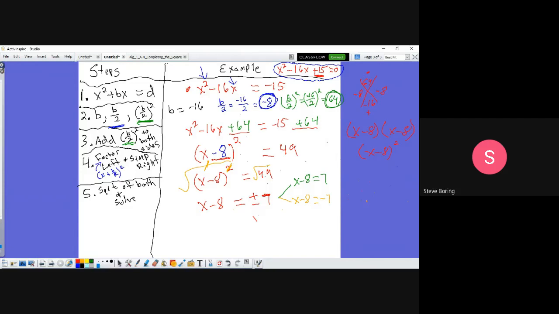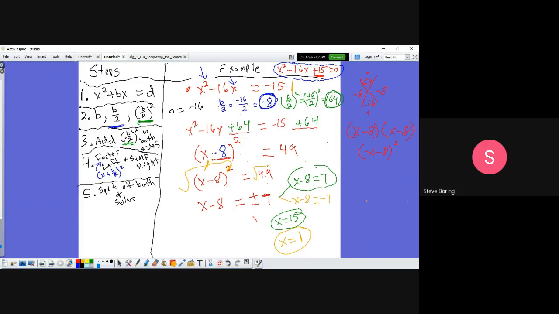For the green one, x minus 8 equals 7. If you add 8 to both sides for this one, you get x equals 15. That's an answer. For the one in orange, you would still add 8 to both sides, but you'd have -7 plus 8, which would be +1. So there's your 2 solutions. So again, the steps are get the constant on the other side. That's what we did here.